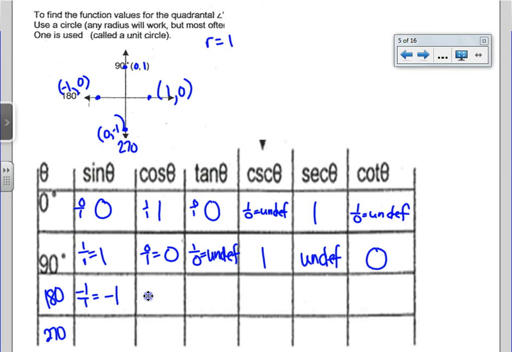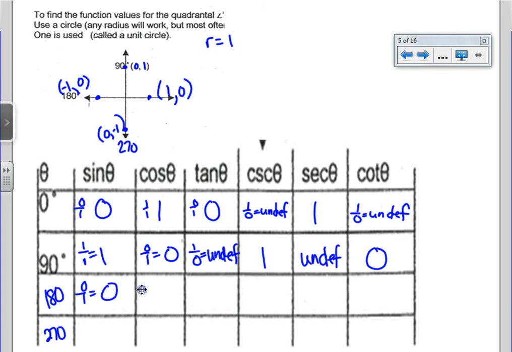Cosine would be x over r, which is 0 over 1, which is 0. Tangent would be, let's see, where am I at? Oh, that was the wrong thing. Let's back up. I did not do the right thing. Okay, back to sine. Y over r would be 0 over 1, which is 0. Thank you. I noticed I screwed up because I didn't notice that zigzag anymore, and that's why I backed up.